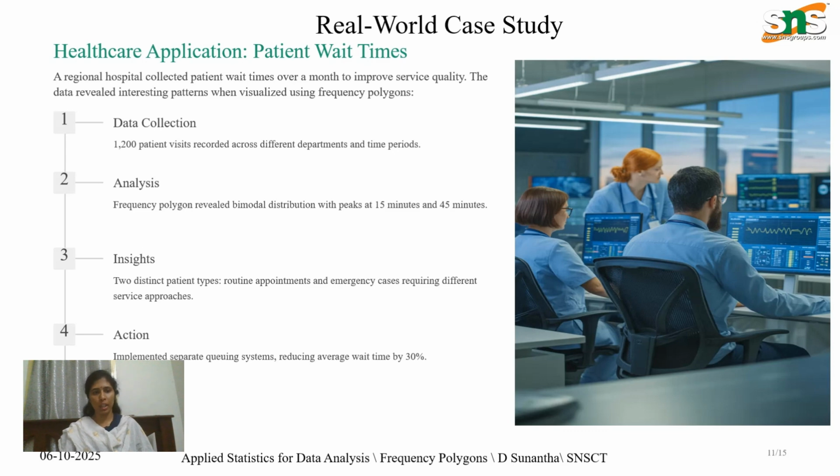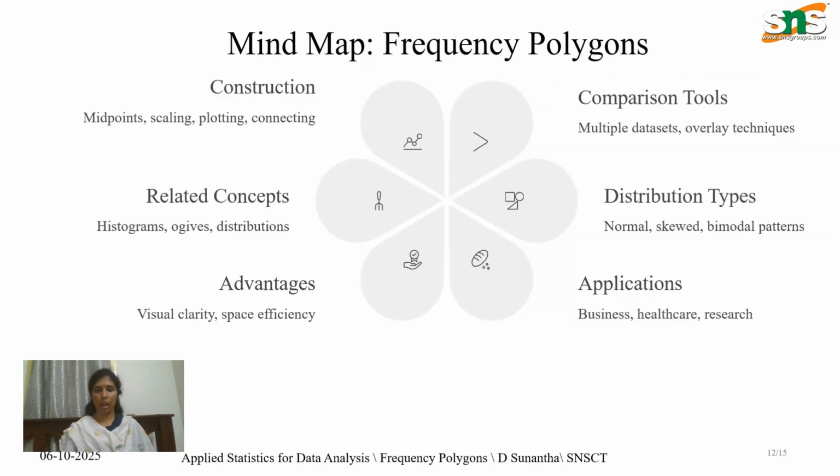So first one is data collection. There were 1,200 patient visits recorded across different departments and time periods. Next is analysis. The frequency polygon revealed a bimodal distribution with peaks at 15 minutes and 45 minutes. Next is insights. There were two distinct patient types, routine appointments and emergency cases, requiring different service approaches. Next is action, which implemented a separate queuing system, reducing average wait time by 30%.